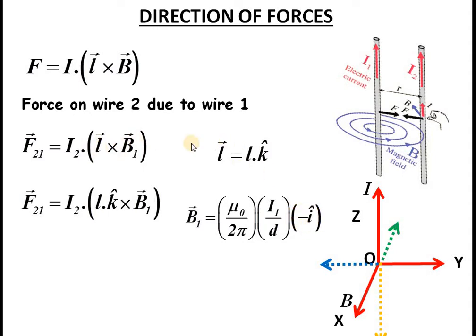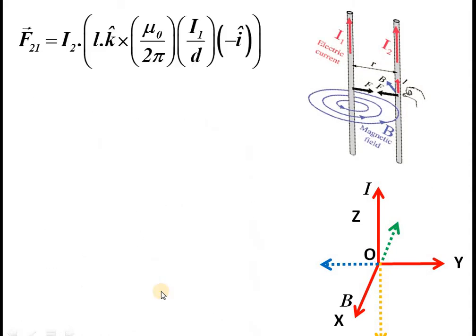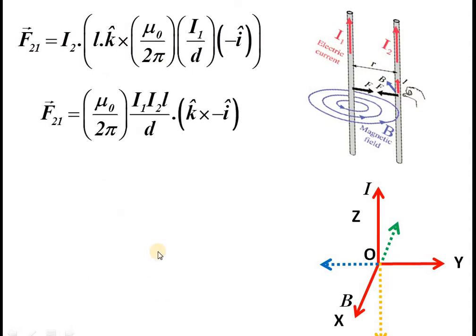Now you have L and you have B1, so replace all this in the equation. We have F21 equal to I2 into L k cap cross mu 0 upon 4 pi I1 by d minus i cap. You can make a simple rearrangement and take the unit vectors outside. You get mu 0 upon 2 pi I1 I2 L by d, times k cap cross minus i cap. That sequence you can never change.